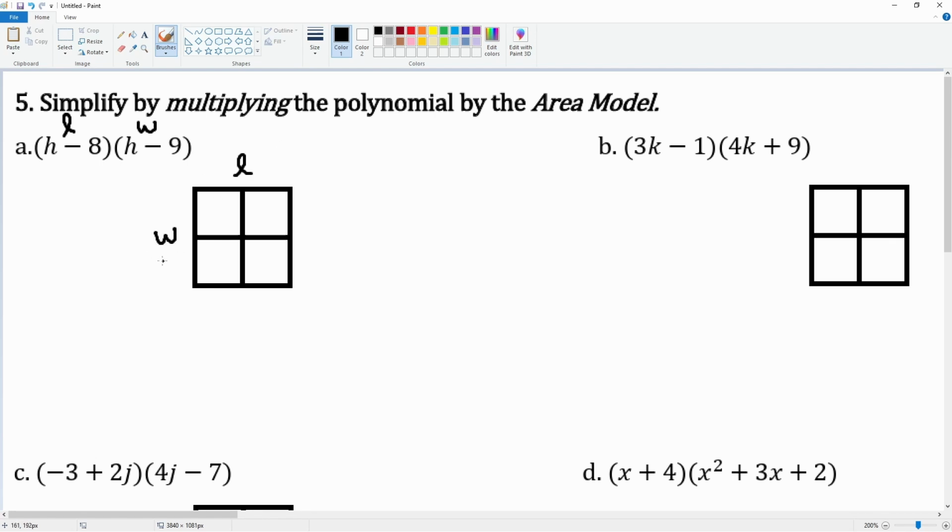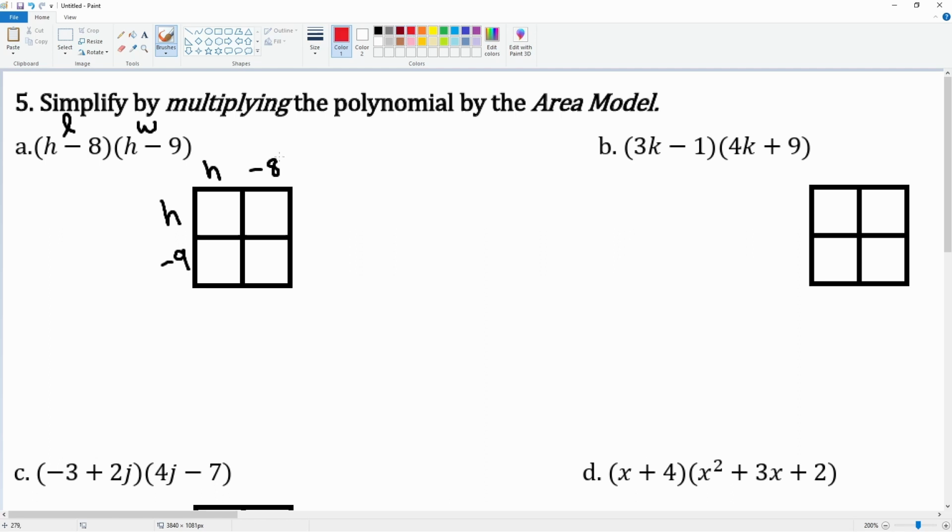Exactly like that. So the length here, we can write this is h and this is minus 8 here. Then we have the h here and the minus 9 here. Again, this is the length and that's the width. Each term goes into one part. Now we can just multiply them.